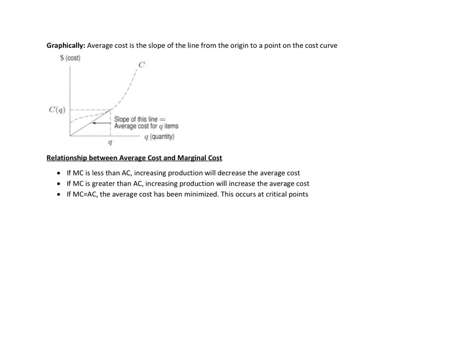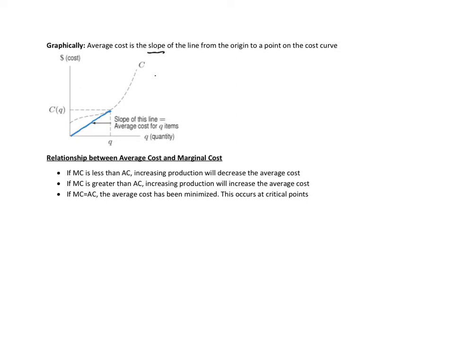So let's look at what the average cost shows graphically. The average cost is the slope, and we want to keep that in mind. It's the slope of the line from the origin to a point on the curve. So in this example here, we have this line to this point on the curve through the origin. The slope of that line would be the same thing as the average cost.